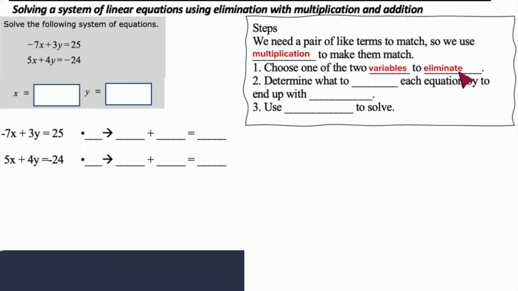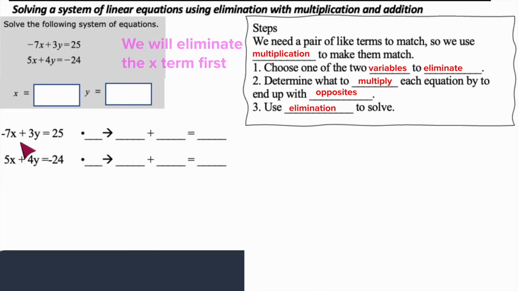So choose one of the two variables to eliminate. It doesn't matter which one, because they don't necessarily work nicely with each other. Sometimes you get numbers like 6 and 2, and I can easily turn 2 into 6. But with negative 7 and 5, or 3 and 4, I can't easily turn one into the other. So determine what to multiply each equation by to end up with opposites. Once we choose either x's or y's, it doesn't matter which, we determine what to multiply each equation by to get opposites for that variable, and then we use elimination to solve.